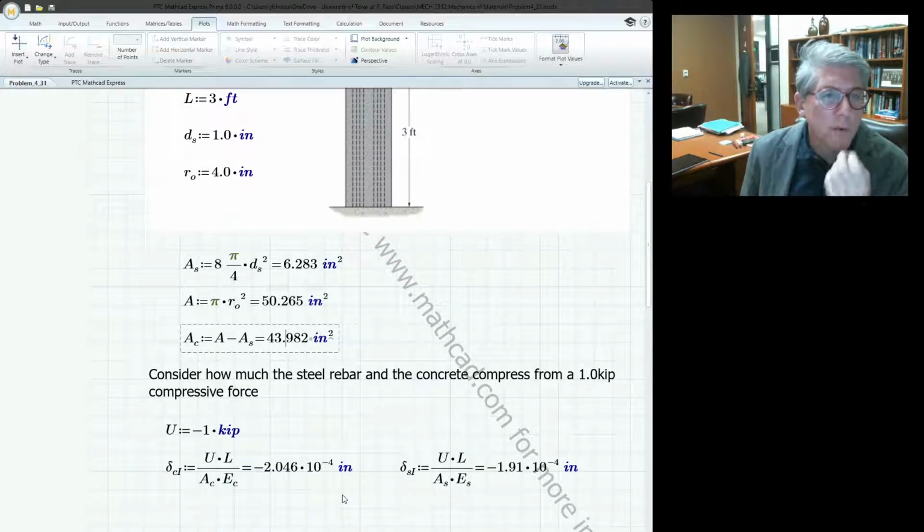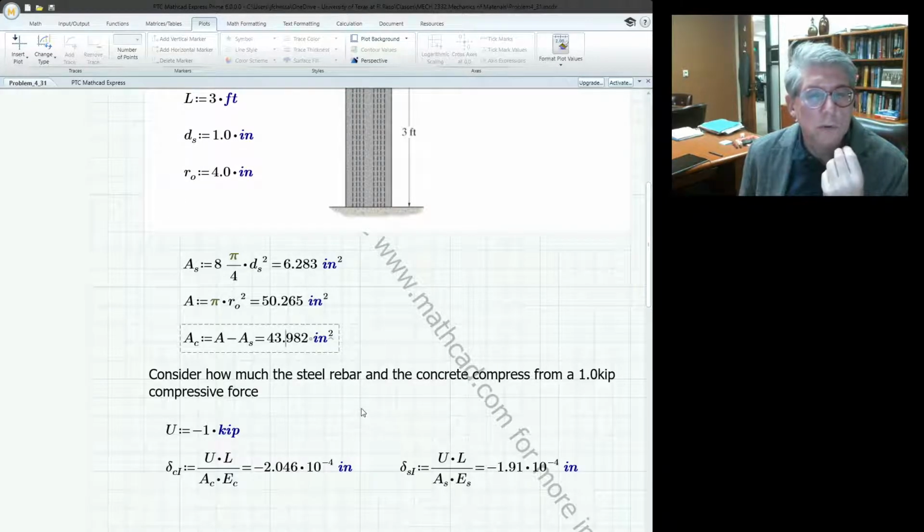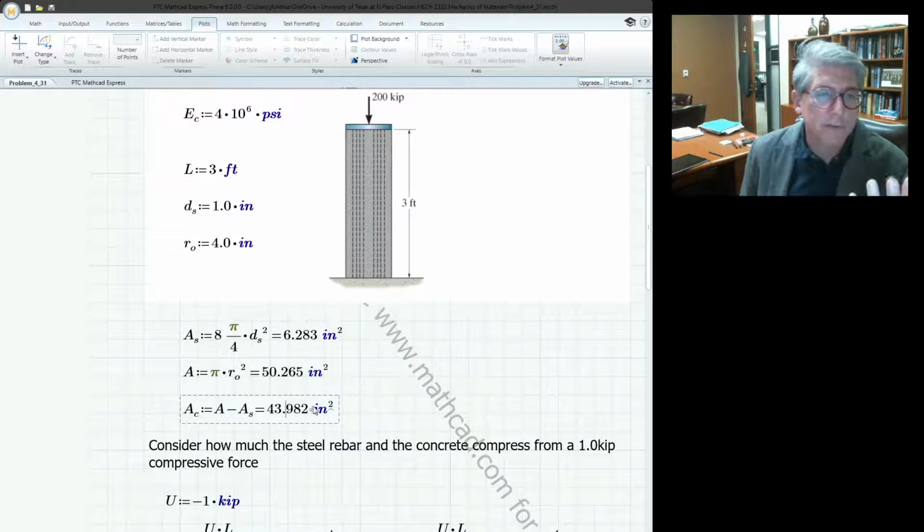All right. So now, how do we solve this using assumed forces? We know that the concrete and the steel have to deform the same amount. Their displacement has to be the same. I don't know what that is, but they have to be equal. So what I'm going to do is put a unit force on the steel, and then a unit force on the concrete, and see how much they displace.